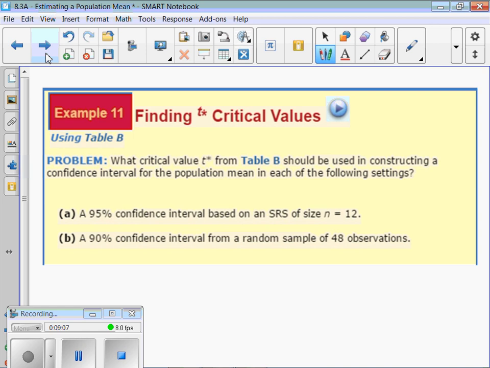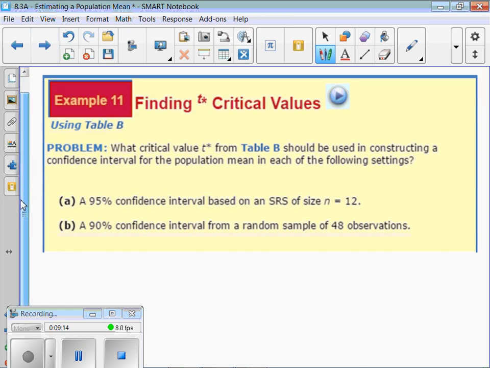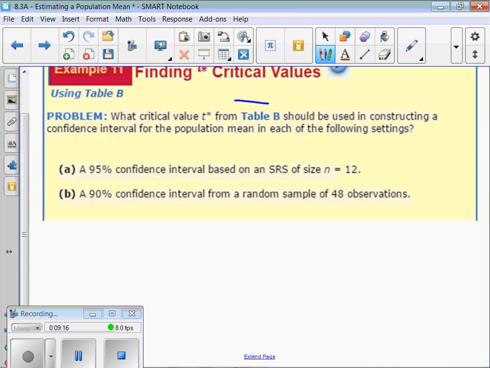All right, what critical value, t star from table B, should be used in constructing a confidence interval for the population mean of each of the following settings? So we use what's called table B, which will be given to you on the test. You can also use your calculator. There's two ways to do these. I'm going to show you both ways. So table B, you guys find in the back of your book. It's right by table A. All right, and we'll figure out how to find our t star given a 95% confidence interval based on a simple random sample n of size 12.